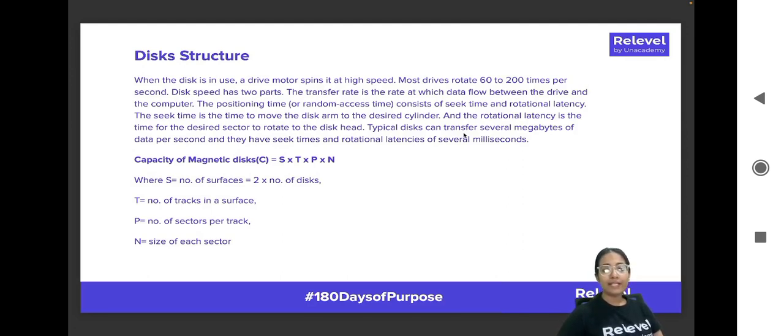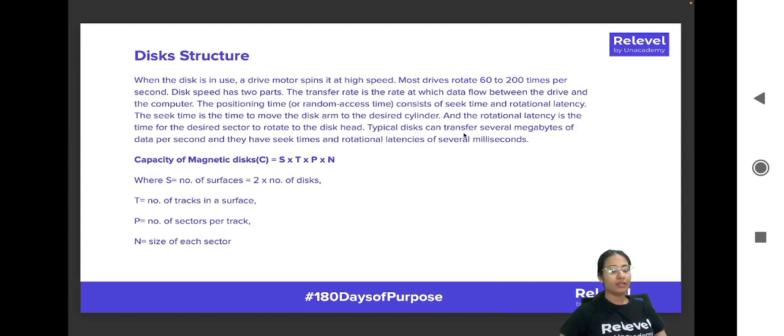Now, a typical disk can transfer several megabytes of data per second, and they have seek times and rotational latencies of several milliseconds. So typically, disks can transfer several megabytes of data per second.